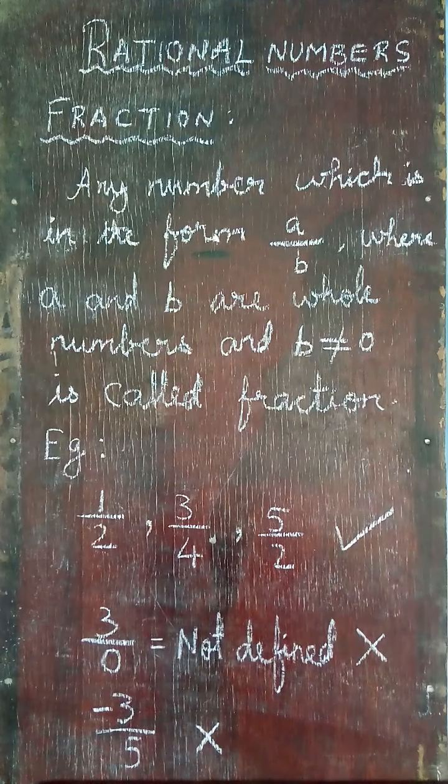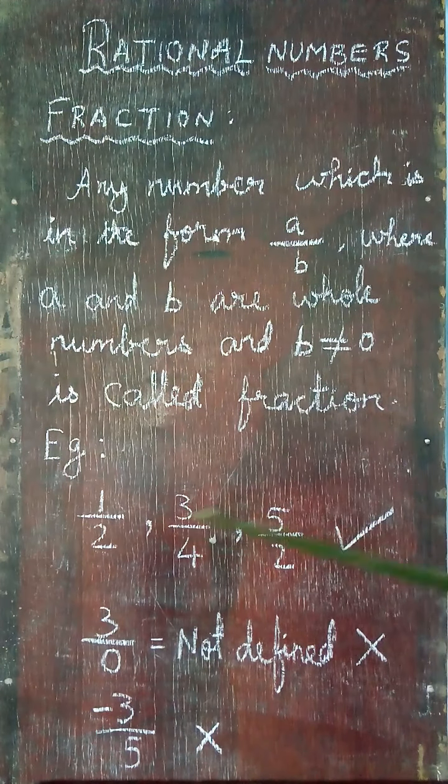Whole number means what? The collection of numbers from 0, they are called whole numbers. 0, 1, 2, 3, 4, 5 and so on, they are called whole numbers. If it is like this, they are called fractions. So I have given some examples for fractions.